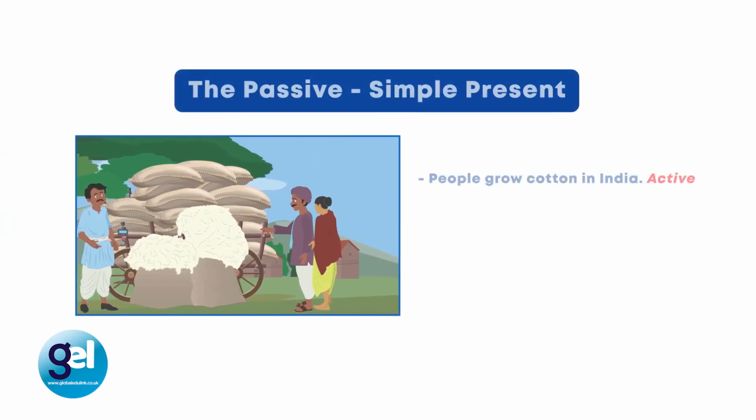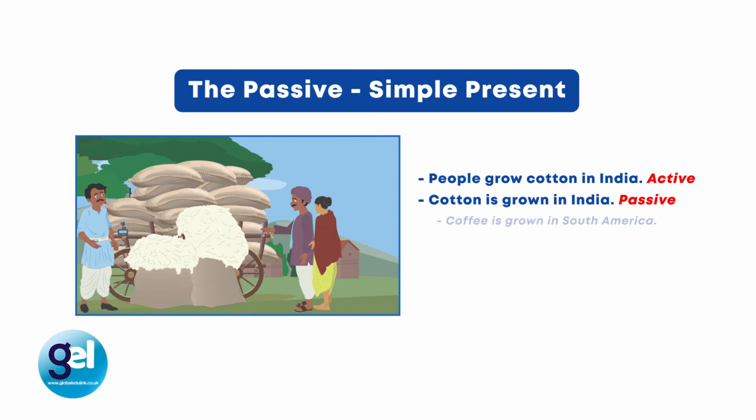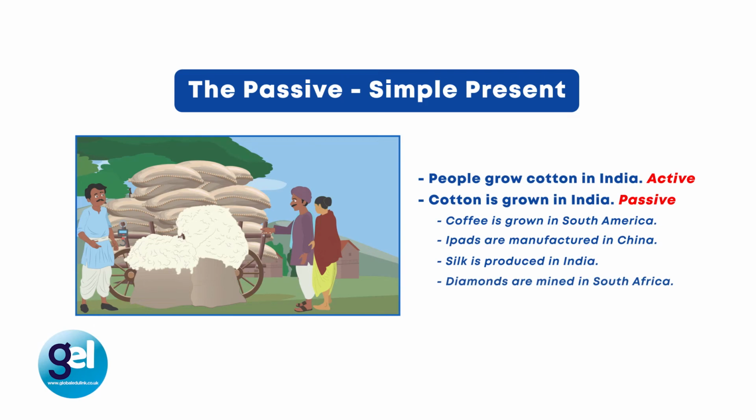Let's look at the difference here between an active and passive sentence. People grow cotton in India. This is active. Cotton is grown in India. This is our passive sentence. So some further examples. Coffee is grown in South America. iPads are manufactured in China. Silk is produced in India. And diamonds are mined in South Africa.